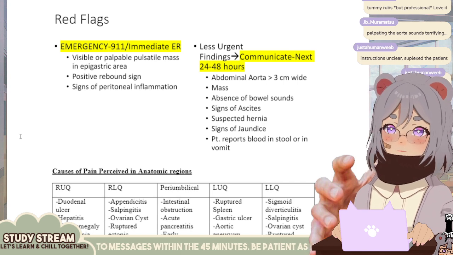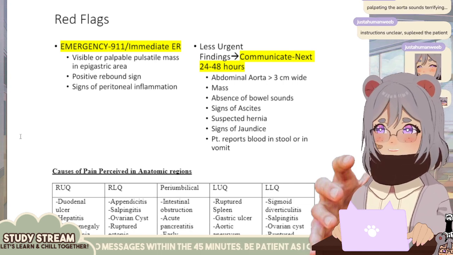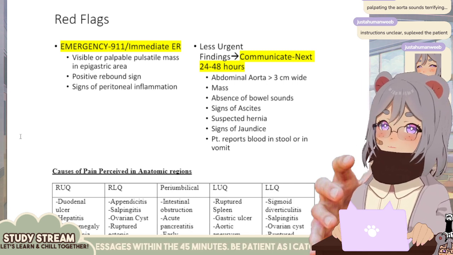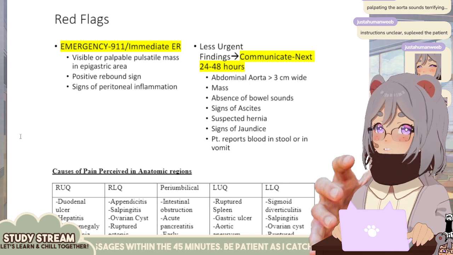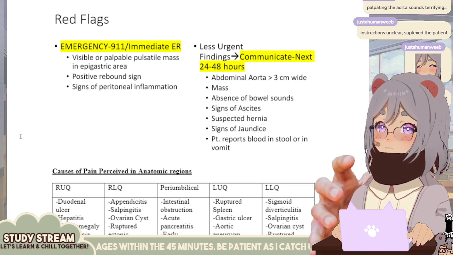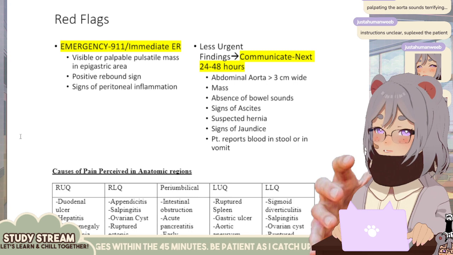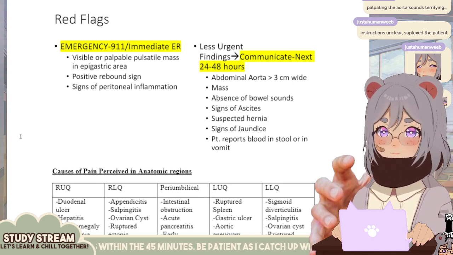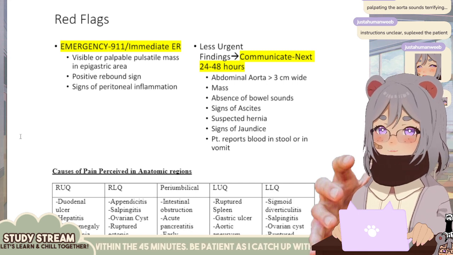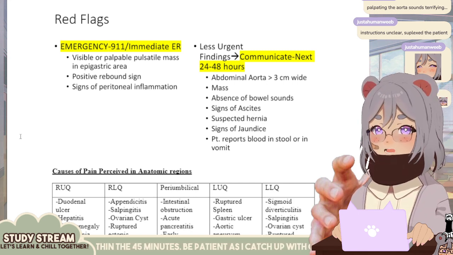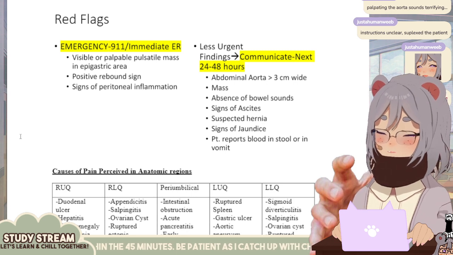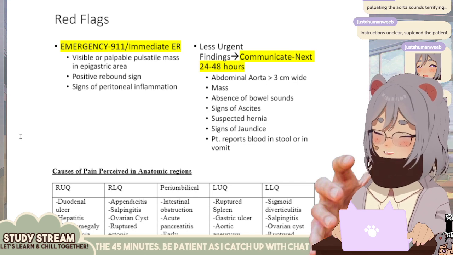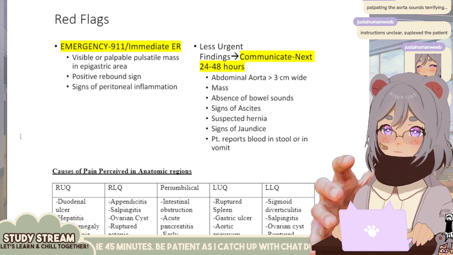But even redder flags, basically, these things are like, get out of here! For emergency 911 or immediate ER, you're going to have a visible or palpable pulsatile mass in the epigastric area. So above the belly button, you're feeling a mass, 911. A positive rebound sign is also positive for peritonitis, so 911. And signs of peritoneal inflammation, 911. Anything inflammation with the tummy, 911.